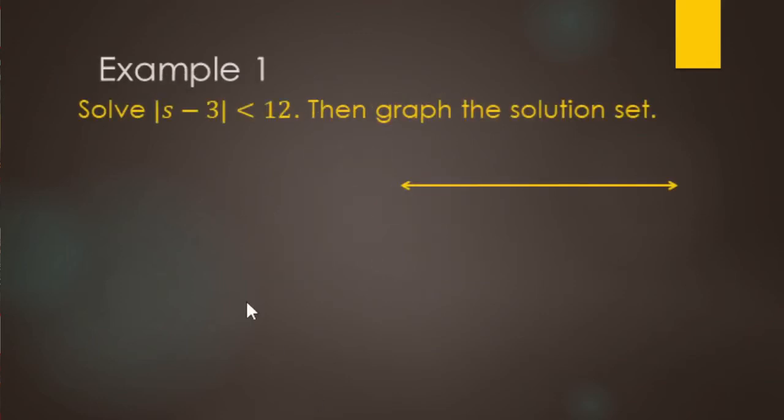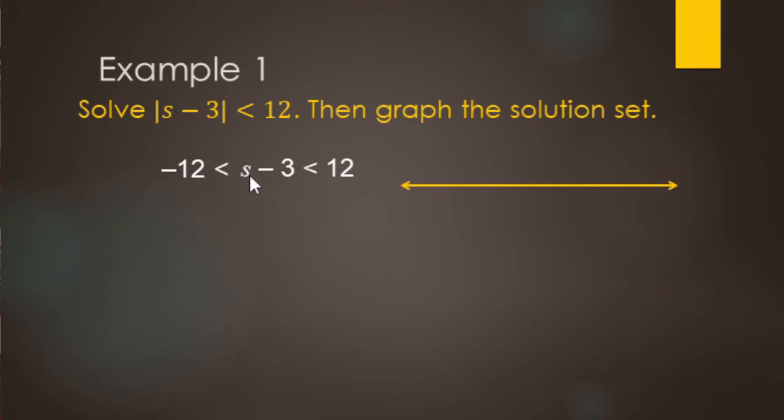So here we go. Go ahead and pause the video and give this one a try. Come on back, see how you did. So here we go. We are going to solve this, and we're going to be doing it by just writing it in one line here. So we have the positive case here. So we know that this s minus 3 has got to be less than 12. And it's got to be more than negative 12. So we can write it like this.